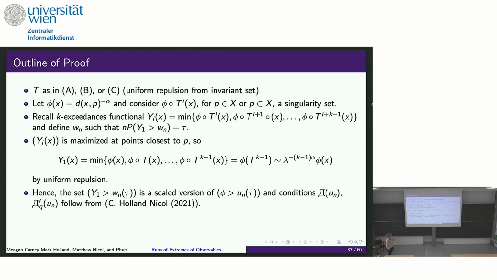So our set is just some scaled version of phi greater than u_n. So that means our time series of Y_n is just some scaled version of the time series of X_n. And in that case, all of the conditions follow, so the extremal index is the same. And the conditions D and D prime, which we proved for these kinds of systems in 2021, hold for Y.